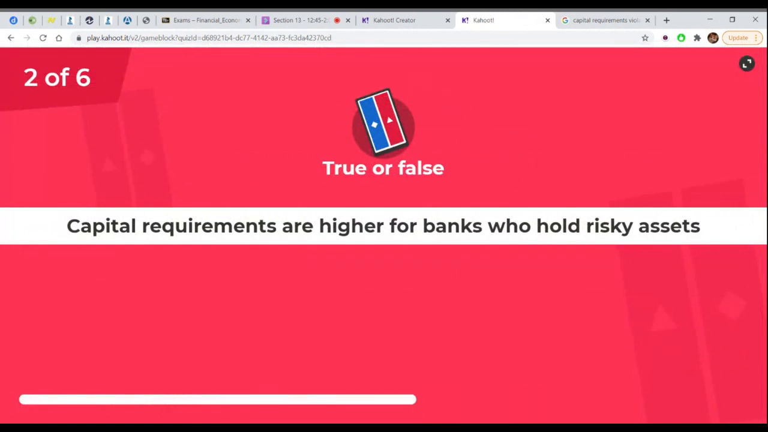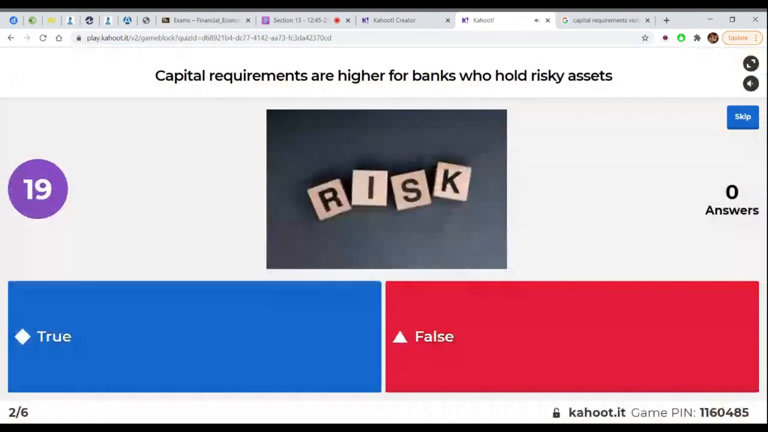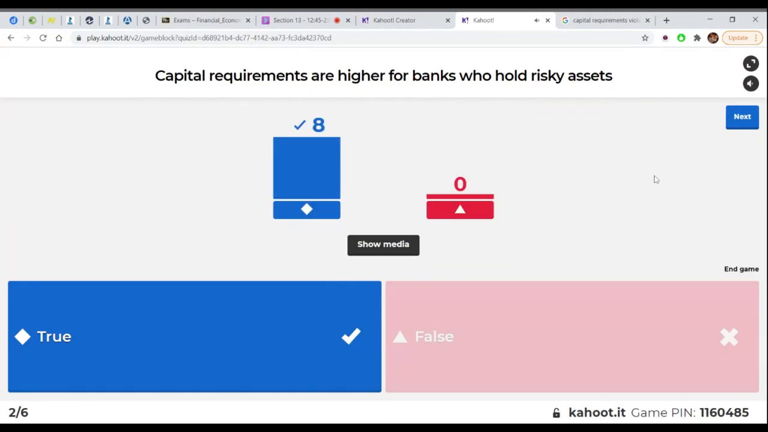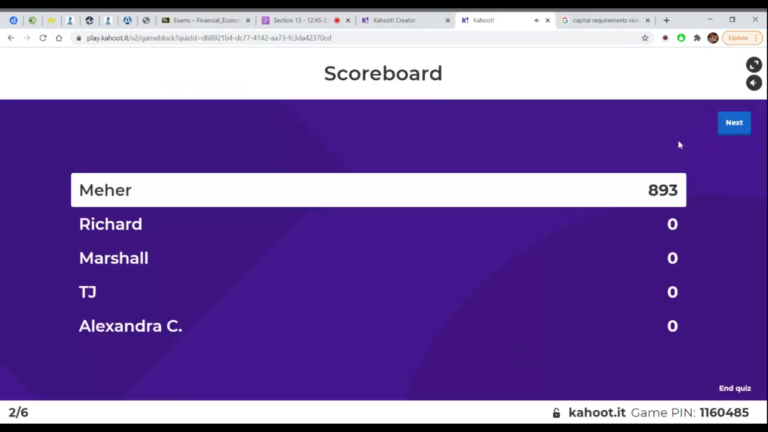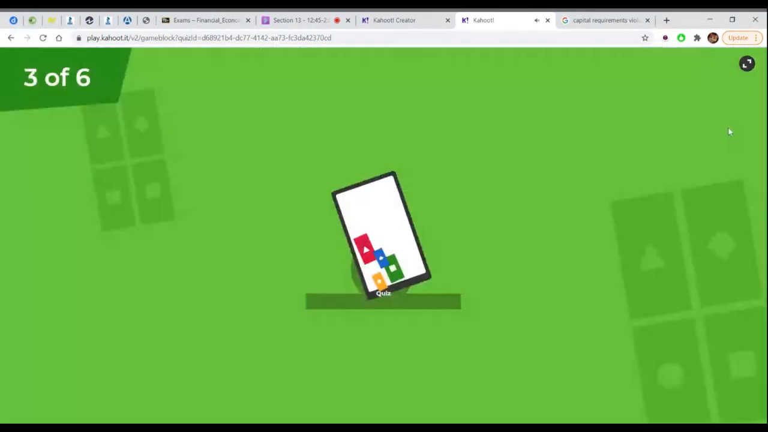True or false? Capital requirements are higher for banks who hold risky assets. Would it make sense to set up capital requirements that way? What do you think? All right, everyone got that right. Very good.